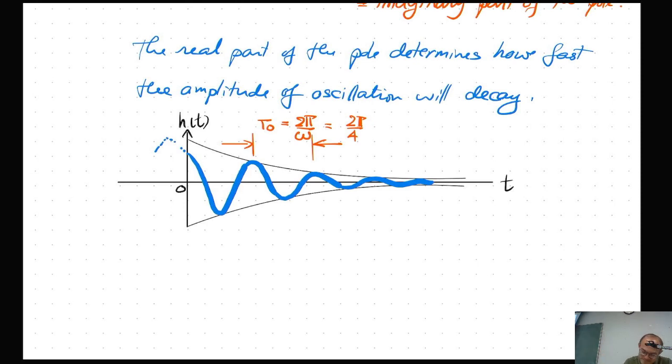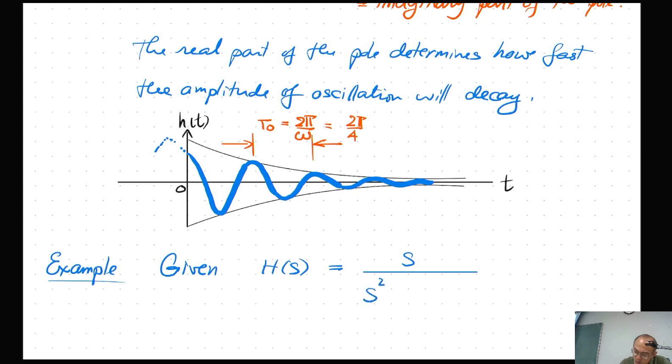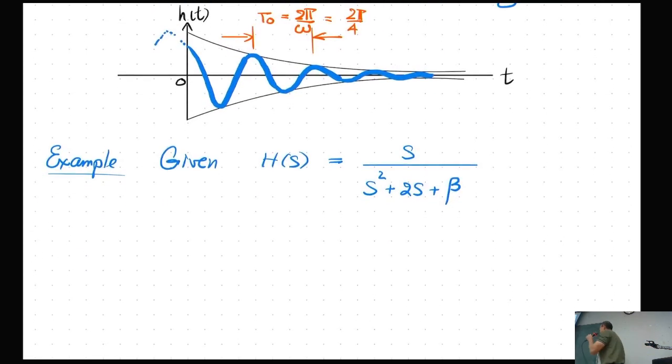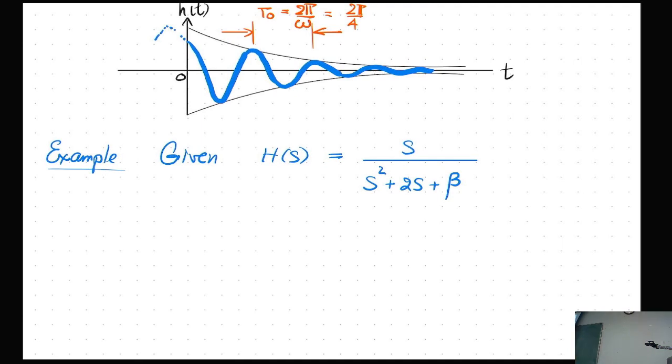Last example. Given H(s) equal to s over s squared plus 2s plus beta. The question is, determine the range of beta for which the impulse response does not oscillate.